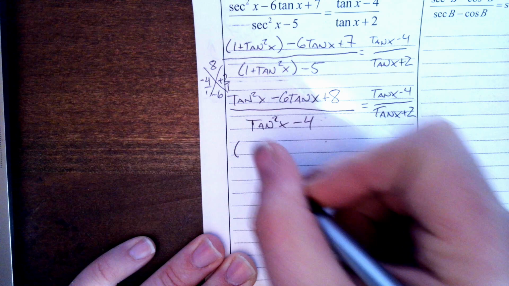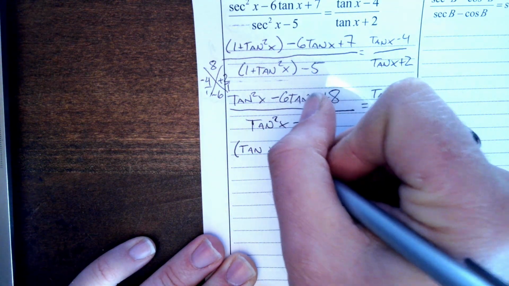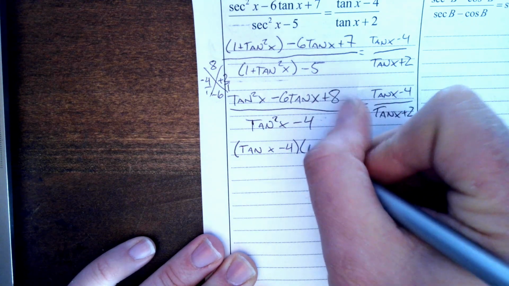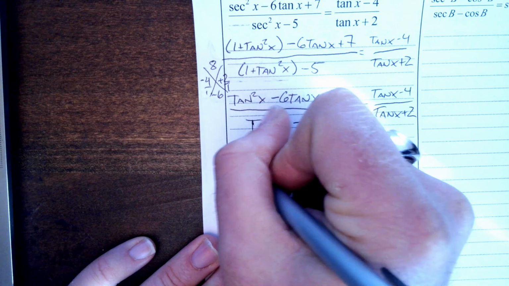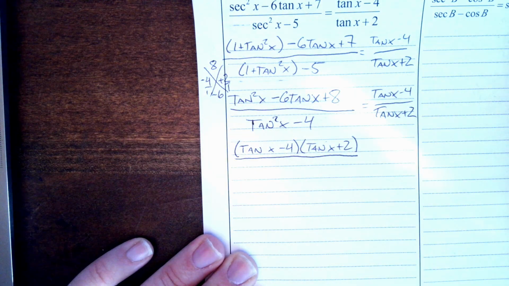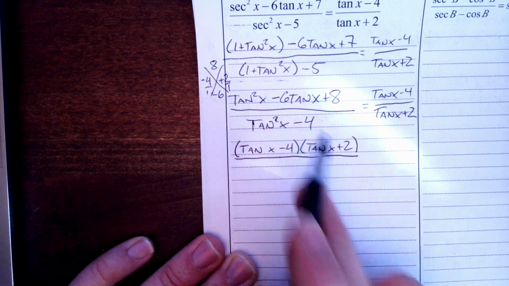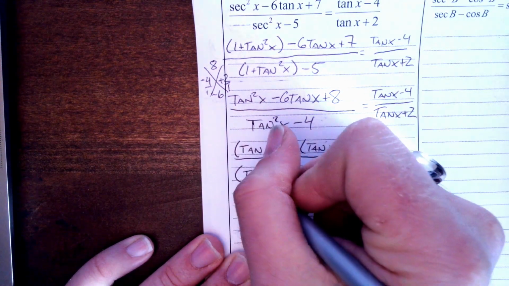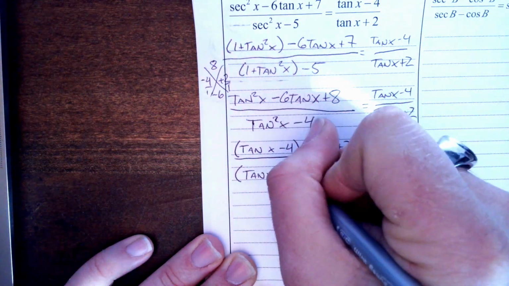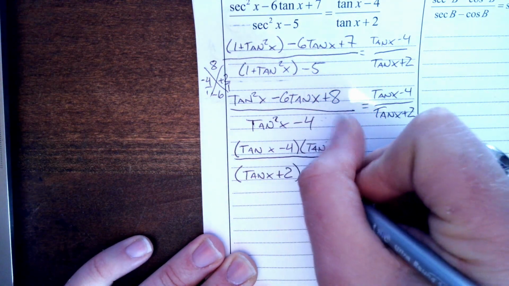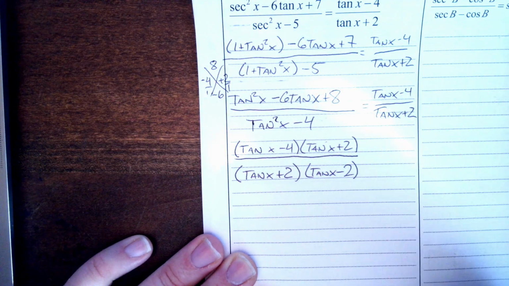So it looks like we're taking the tangent of x minus 4 times the tangent of x plus 2 over, again, a squared minus b squared. 4 is really 2 squared. So we can turn that into a, or the tangent of x, plus b, or plus 2, times the tangent of x minus b, or minus 2.